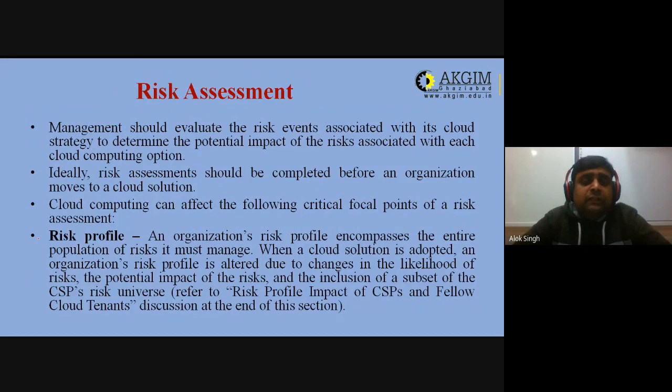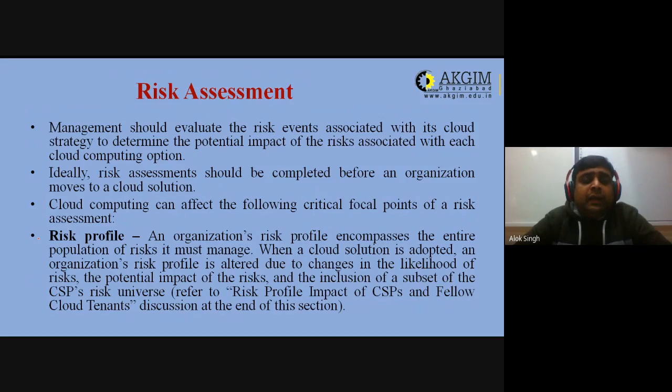So what does risk assessment mean? Basically, profiling of risk means determining what the frequency and what the impacts of risk are. Management should evaluate the risk events associated with its cloud strategy to determine the potential impact of risk associated with each cloud computing option. Ideally, the risk assessment should be completed before an organization moves to a cloud solution. Cloud computing can affect the following critical focal points of a risk assessment.